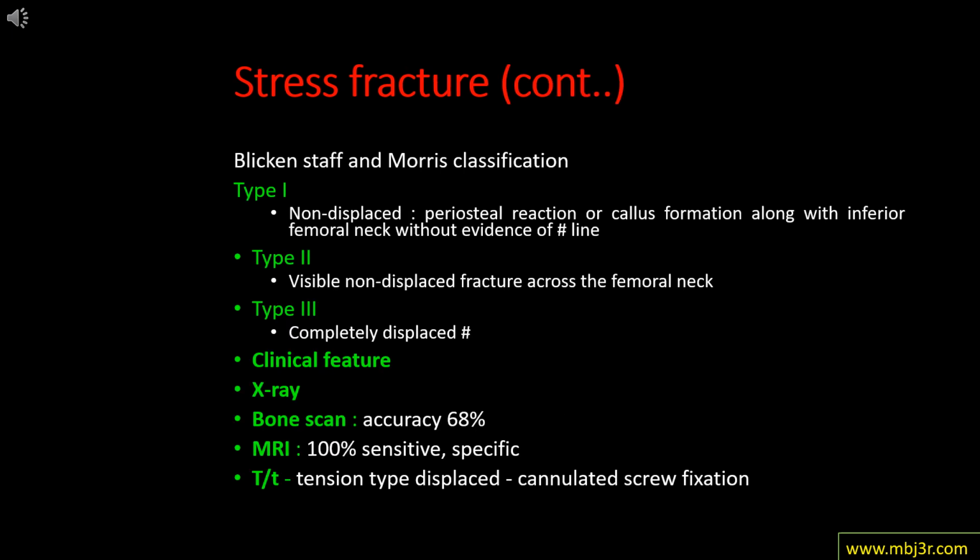Stress fractures, there is a classification. Type 1, non-displaced: the periosteal reaction and callus formation along the inferior femoral neck without evidence of a fracture line. Type 2, visible non-displaced fracture across the femoral neck. Type 3, completely displaced fracture. The X-ray will show the fracture line or callus in the inferior part. Bone scan is 68% accurate. MRI is 100% sensitive and specific. If it is displaced, it is a tension type of fracture. You have to fix it with cannulated screws, or a compression type. You have to give bed rest to the patient.